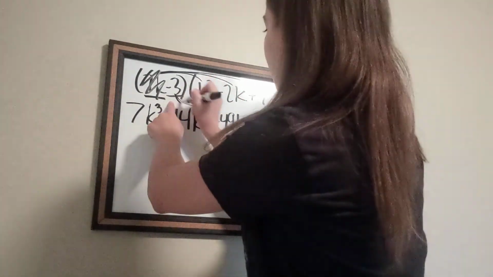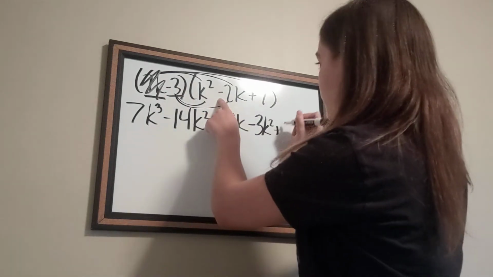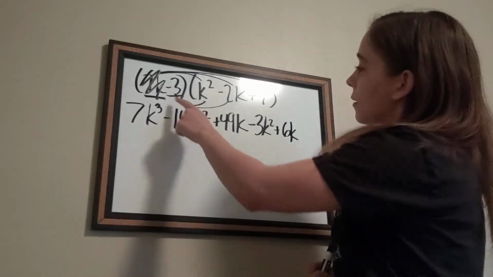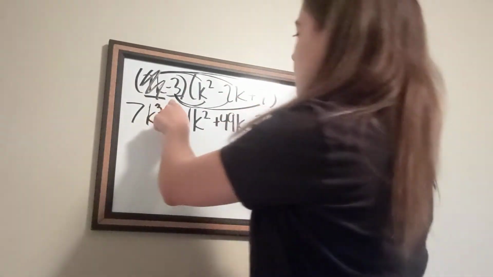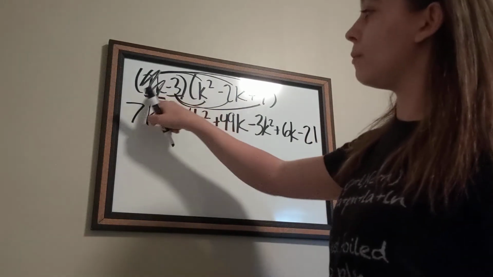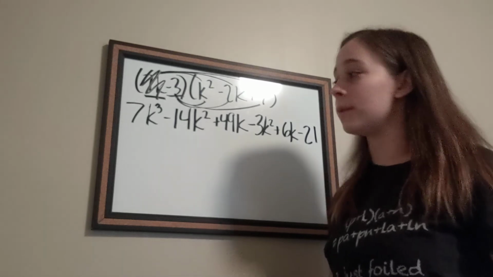Now I have negative 3 times negative 2k. Negative 3 times negative 2 is positive 6, and I have a k to include as well. Lastly, negative 3 times positive 7 is negative 21. I've now distributed both of these terms by every single thing in the other parentheses, so I'm done distributing.